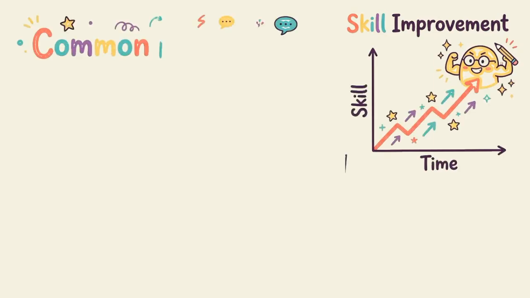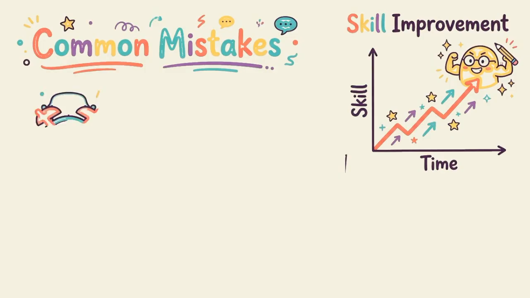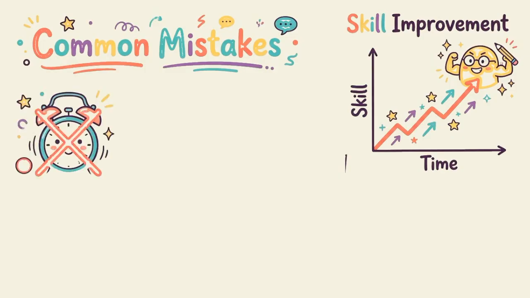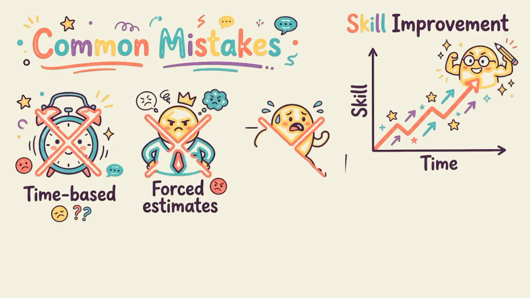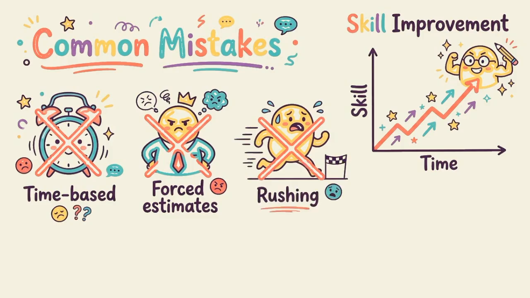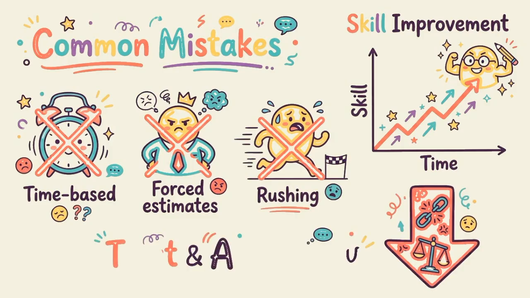It's also important to avoid common mistakes. One mistake is estimating story points only based on how long the work might take. Another is allowing management to force estimates on the team. A third is rushing through estimation without enough clarity. These behaviors reduce trust and accuracy.